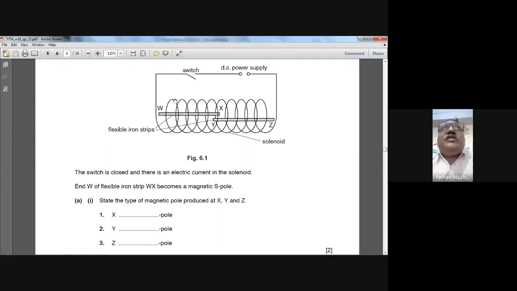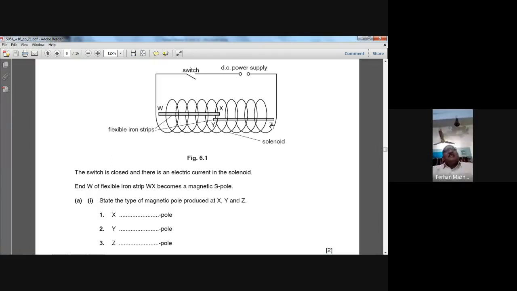The DC current is flowing and these are iron strips, so this coil will become an electromagnet. When this coil becomes an electromagnet, due to magnetic induction, these iron strips will also magnetize. He has told us that W has become a south pole. If W is south, then X will be north. If X is north, Y will be south. And if Y is south, then Z will be north.